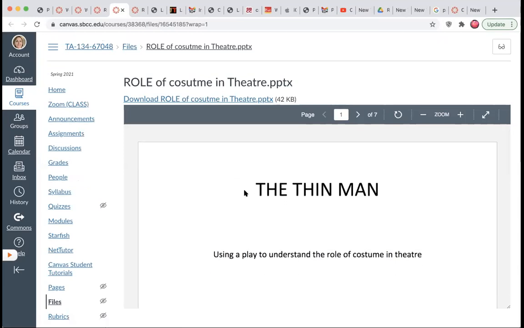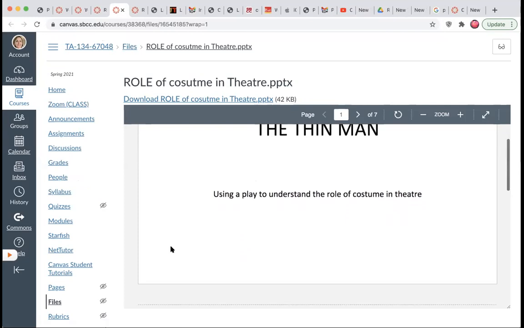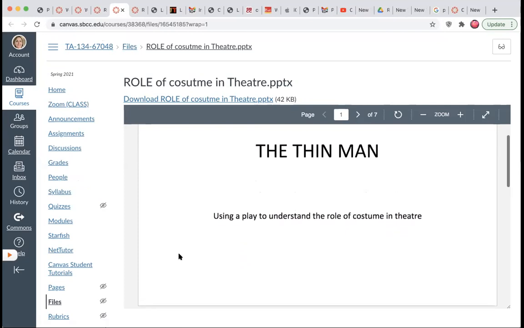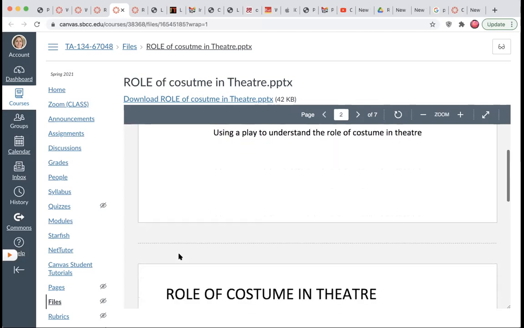So we're working with The Thin Man to understand the role of costume in theater, okay? And in a way, it's somewhat like Murder on the Orient Express because it's a period play. It is a comedy, a sort of thriller comedy. And we're going to use this as a convention, so that we have one topic against which we can bounce all of our ideas, which is what is costume on The Thin Man.